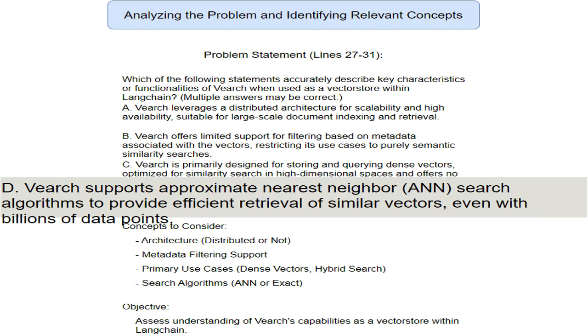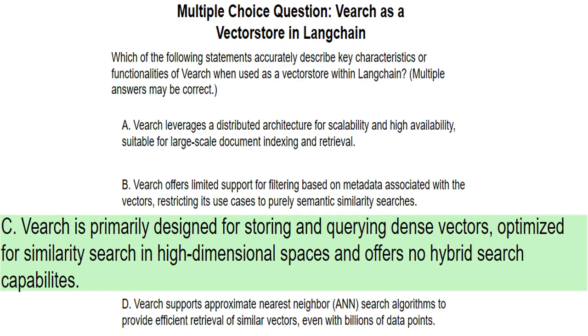Statement D highlights Vearch's search algorithm. Approximate nearest neighbor, or ANN, search is a technique used for efficiently finding the closest data points to a query in a large dataset. While not perfectly accurate, ANN provides a significant speed advantage, particularly when dealing with billions of data points. Let's discuss option C.